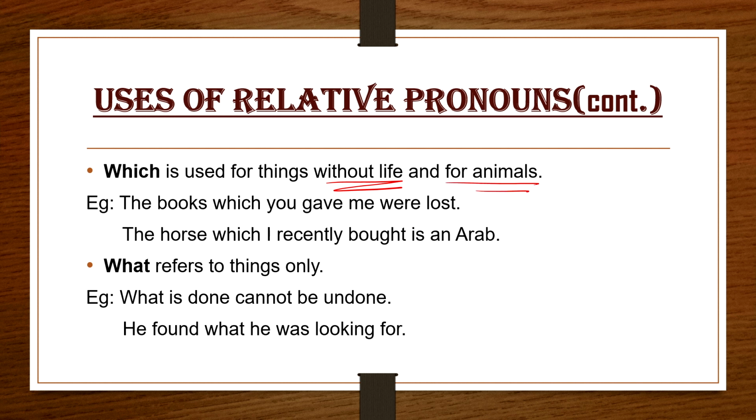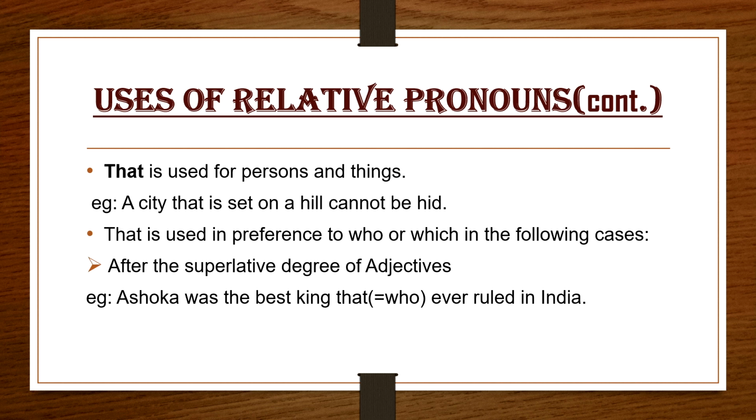The books which you gave me were lost. The horse which I recently bought is an Arab. What refers to things only. What is done cannot be undone. He found what he was looking for. Now, that is used for persons and things. For example, a city that is set on a hill cannot be hid.